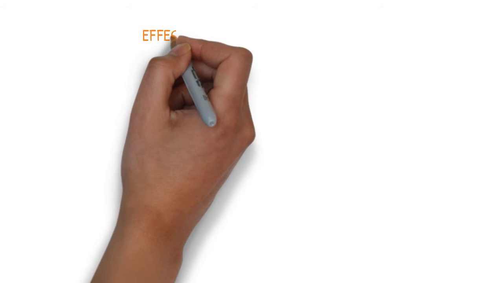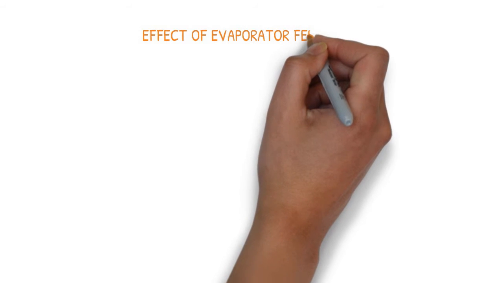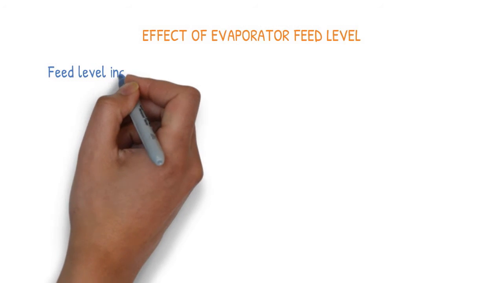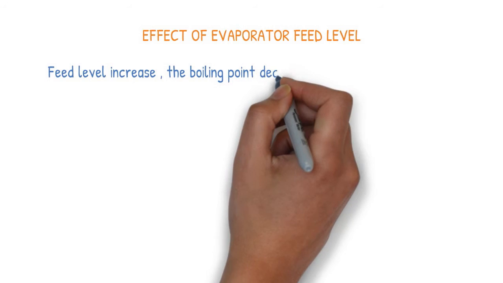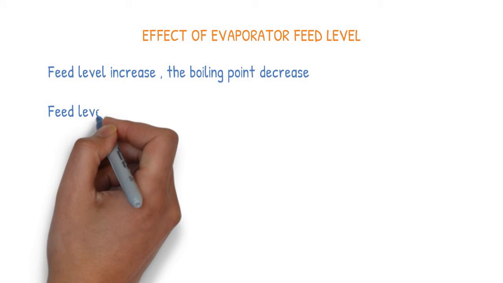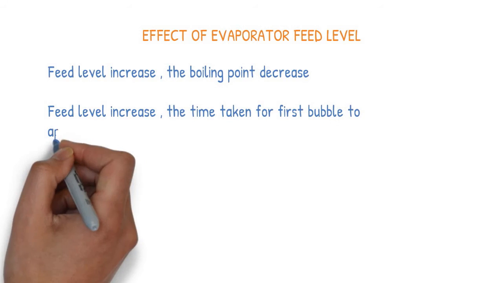For the first part of the experiment, the effect of the feed level on potassium manganate solution is studied by knowing the boiling time of the solution. When the feed level is increased from 25 cm to 100 cm, the general trend of the result shows that the boiling point will reduce when the feed level increases. Furthermore, the time for the first bubble to appear in the evaporator column will be shorter when the feed level increases too.